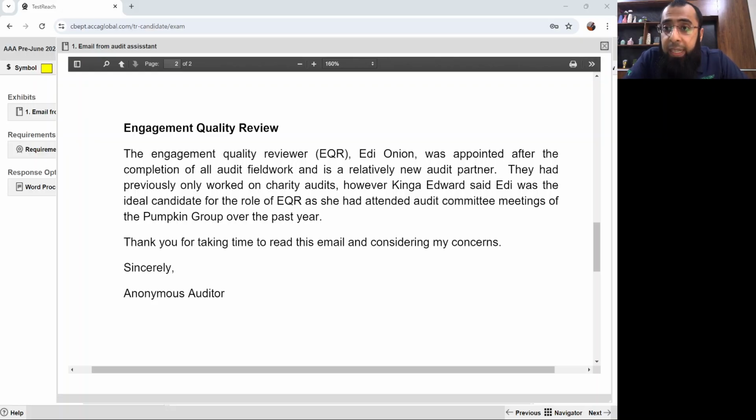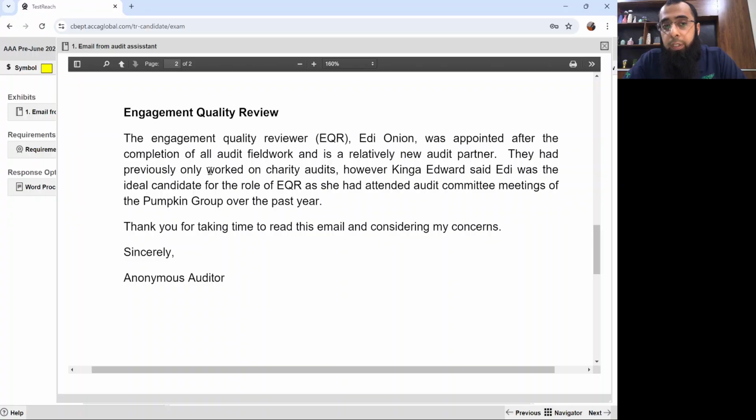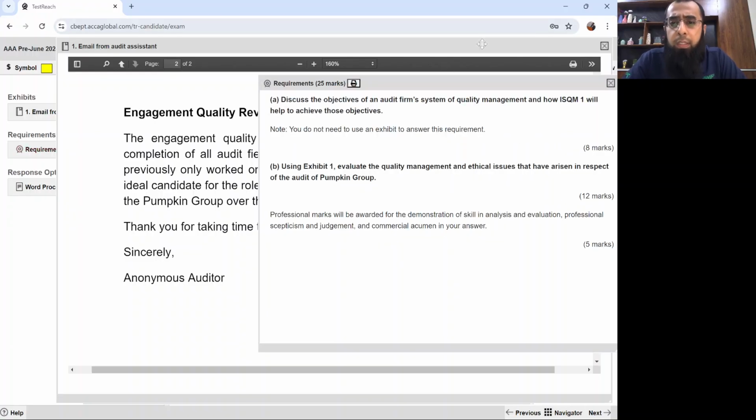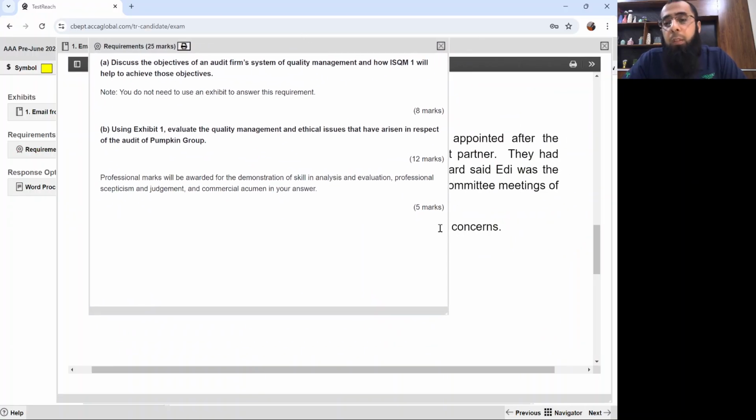If he is sitting in the audit committee, then he must have got remuneration for sitting in the audit committee. And if he's getting remuneration for sitting in the audit committee, this means that he's not independent of the Pumpkin Group. How can he become the quality control partner? Thank you for taking time to read this email and considering my concerns. Sincerely, Anonymous Auditor. I believe that this question is an easy one because there are multiple quality issues.